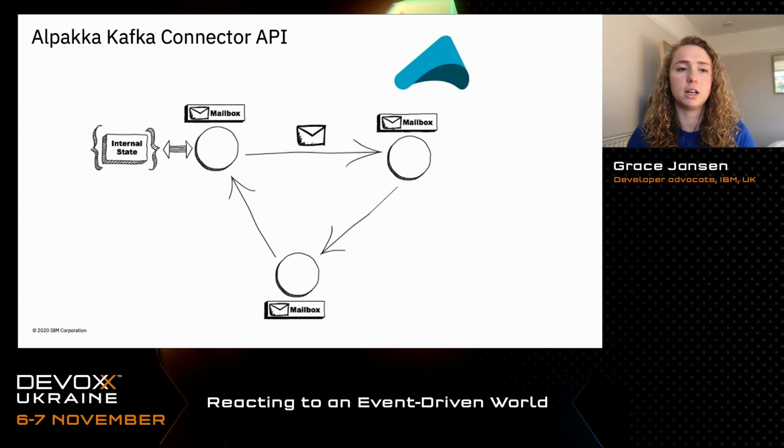The first one we're going to take a look at is Akka, or the Alpakka library. The Alpakka library provides this Kafka connector API for us to be able to connect Kafka into Akka Streams, and Akka Streams is part of the Akka framework or toolkit. Akka is slightly different to many other frameworks for helping you build applications, because it's based on something called the actor model.